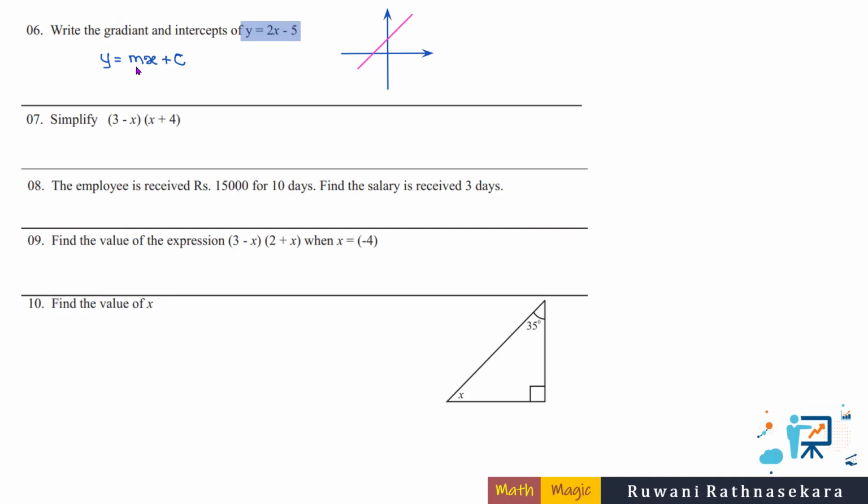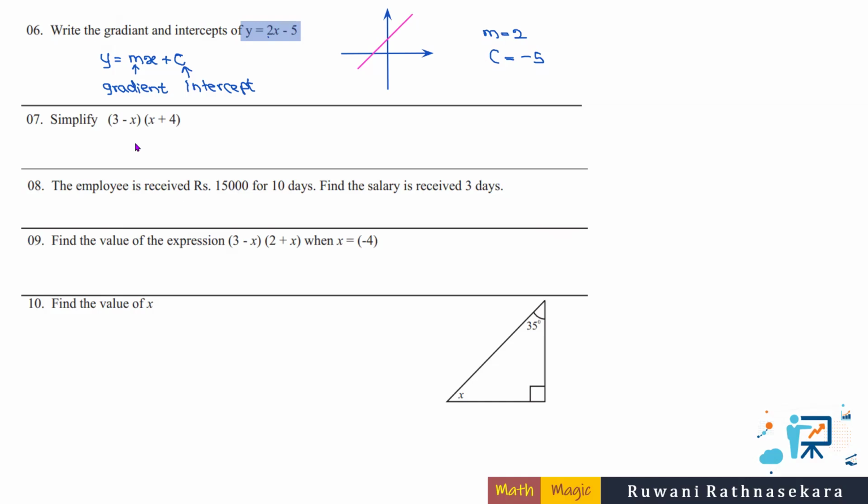Right, this symbol m, or the multiplier of x, is called the gradient. Note that down. And the number which is added to the x term is called the intercept. Therefore, when you get the equation for y in terms of x, the multiplier of x is the gradient. Here it's 2. The number which is added to the x term is called the intercept. Here it's minus 5. Right, you learned something even before learning this lesson properly.